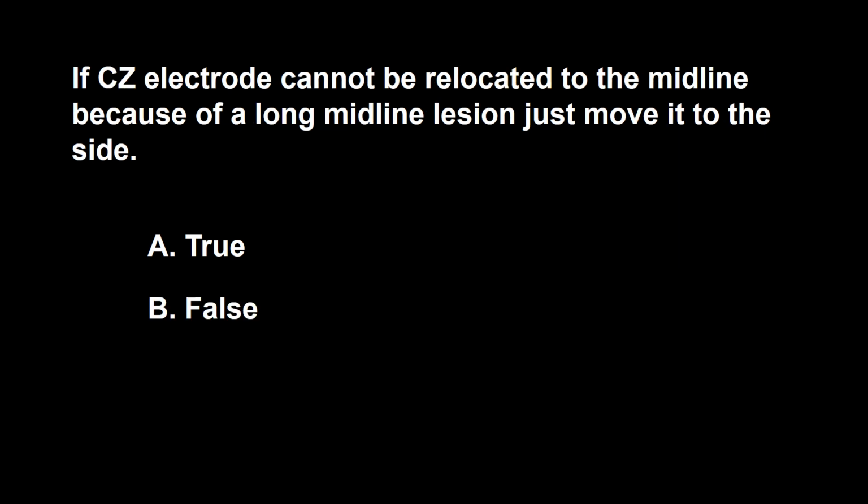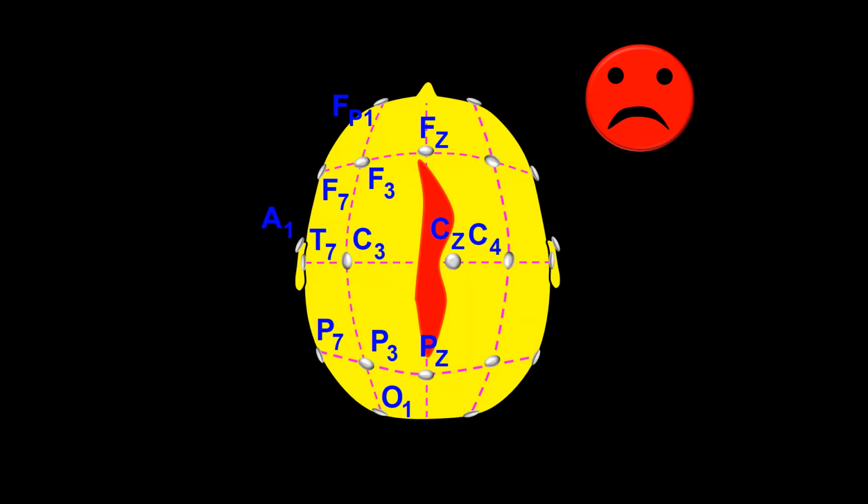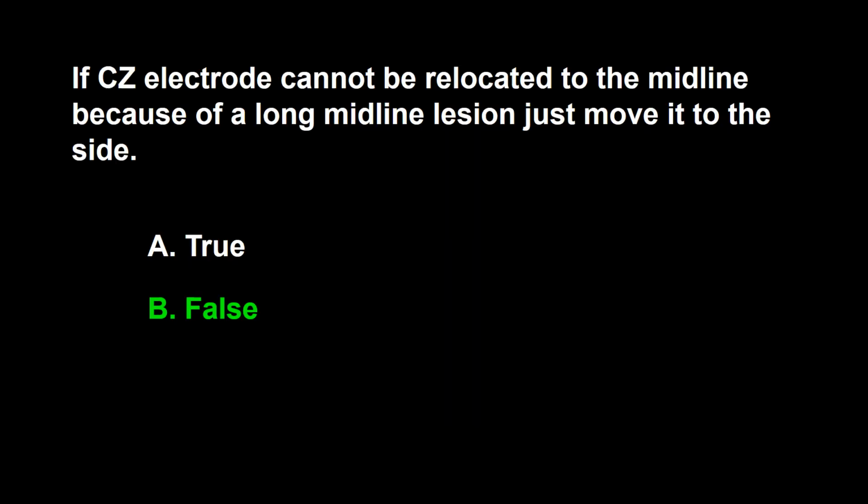Next question. If CC electrode cannot be relocated to the midline because of a long midline lesion, just move it to the side. A true, B false. It is incorrect to move CC to the side when CC cannot be moved to a more anterior or posterior midline position. The correct approach is to add C1 and C2 electrodes as shown in this frame. So the answer to this question is B.